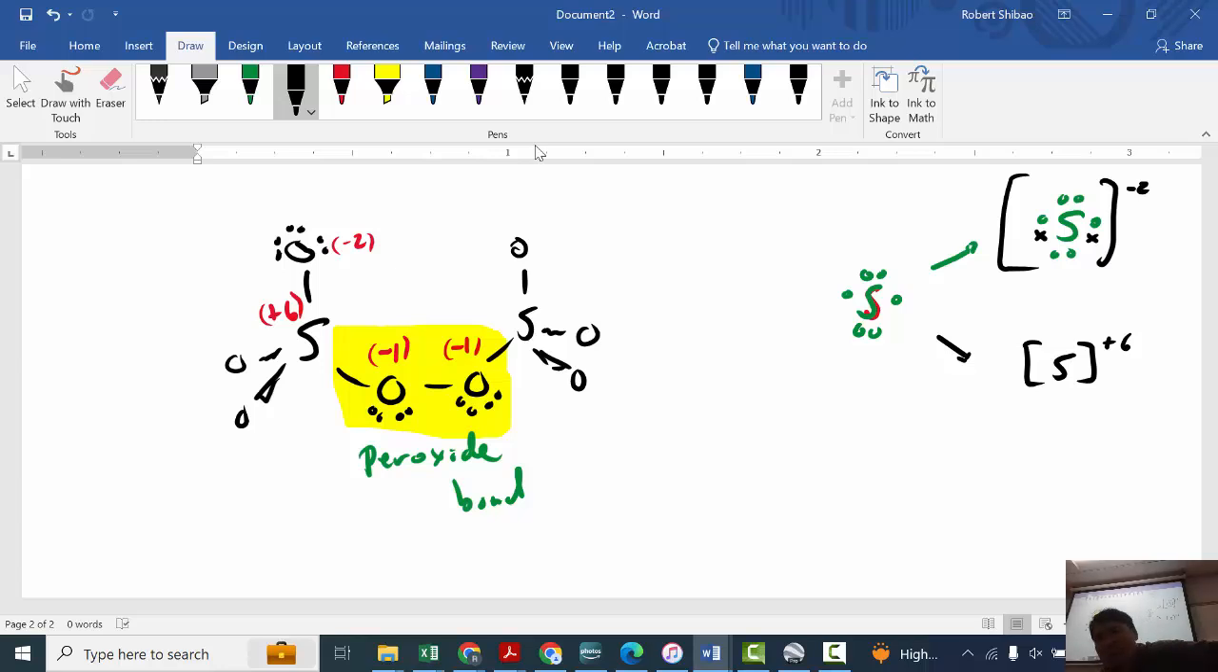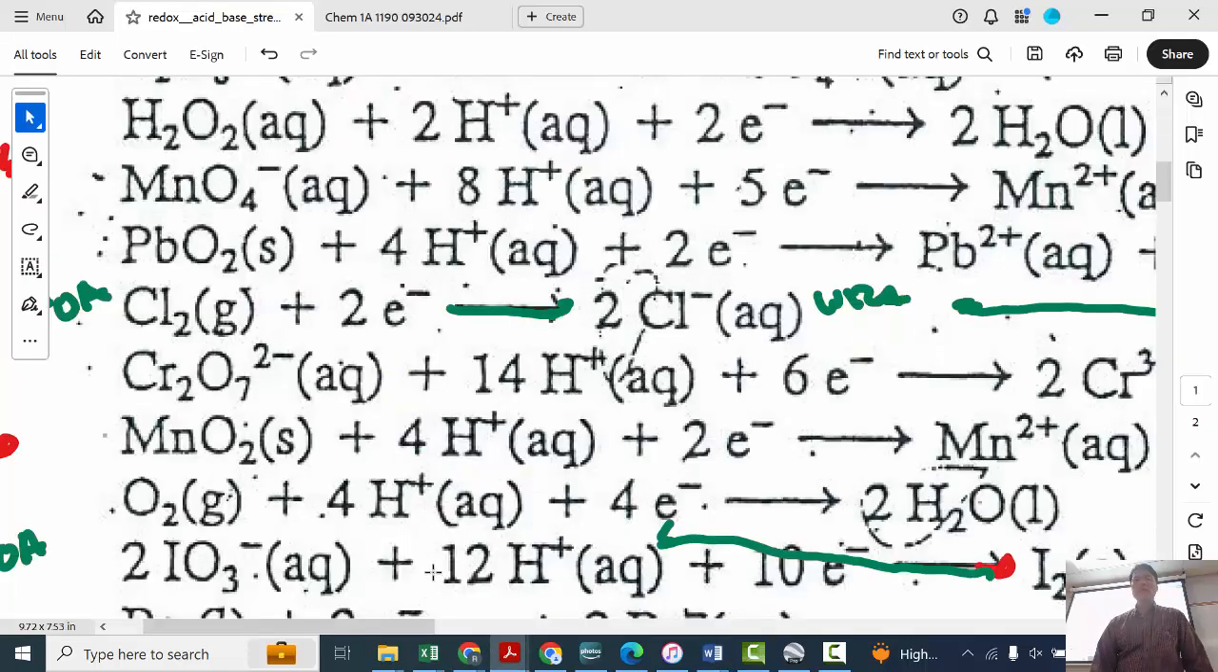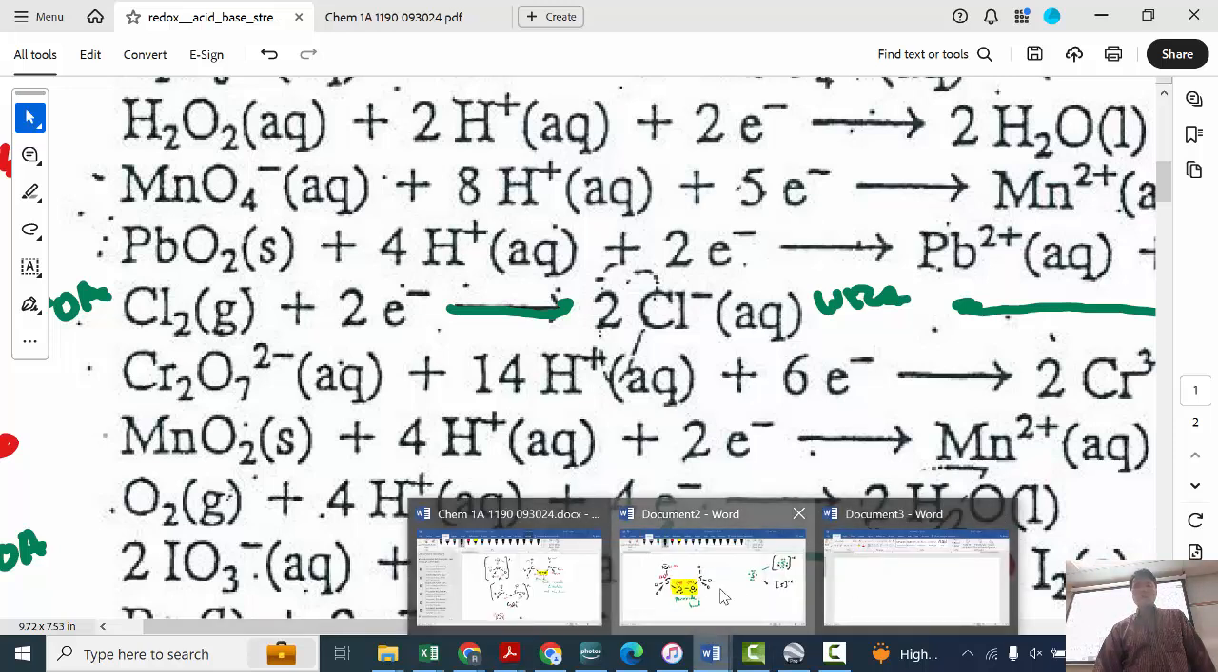What are inner shell electrons called? Core. I must have taken off a core electron, but the problem with taking off a core electron is it takes something like 10,000 times more energy than a valence electron. And so it's not likely to happen. So in other words, if you were to follow the rules for this, then we get sulfur in a very unusual oxidation state of +7. And +7 is losing a core electron.